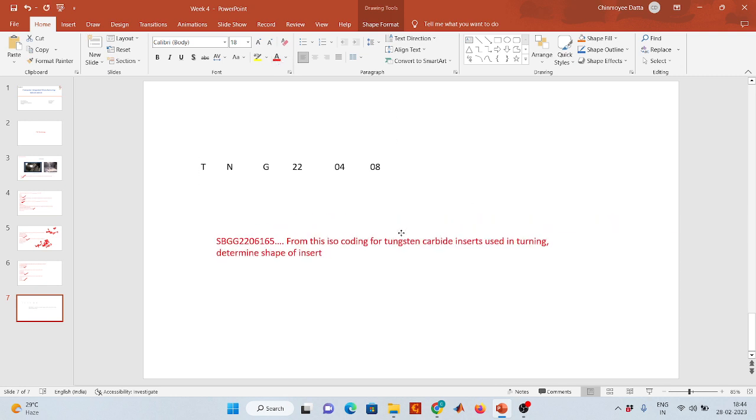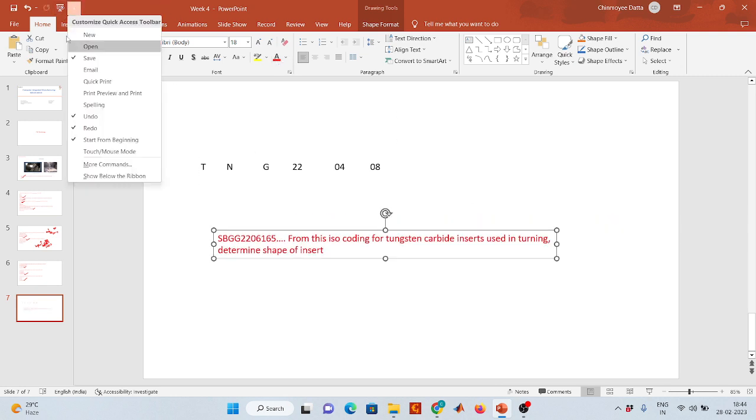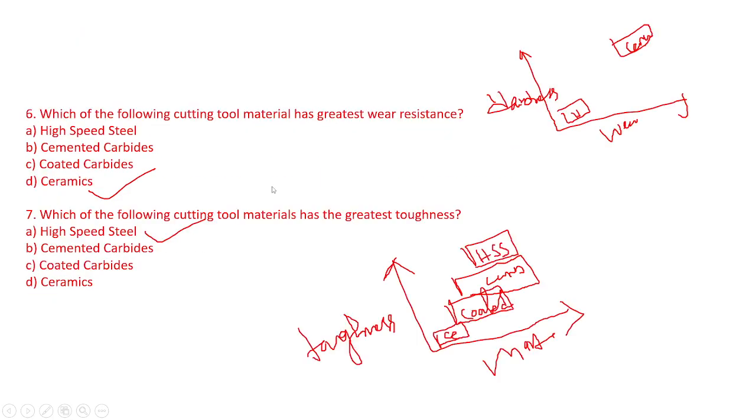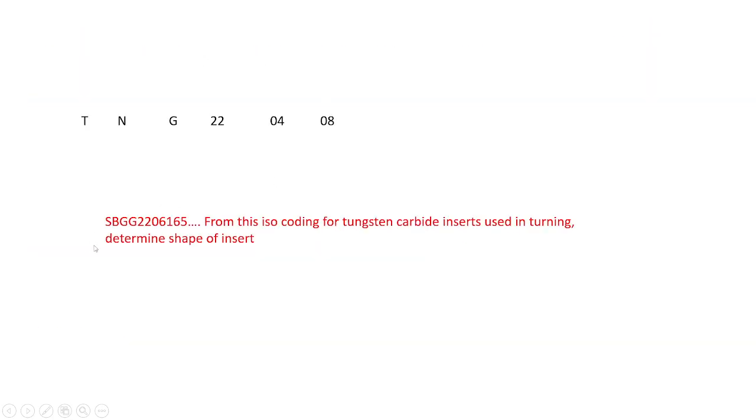If we put the question like that, the code is given, right? SBGG220615. From this ISO coding for a tungsten carbide insert used in turning, determine the shape of the insert. From that code itself you need to tell the shape of the insert, so you need to have an understanding of the ISO coding part.